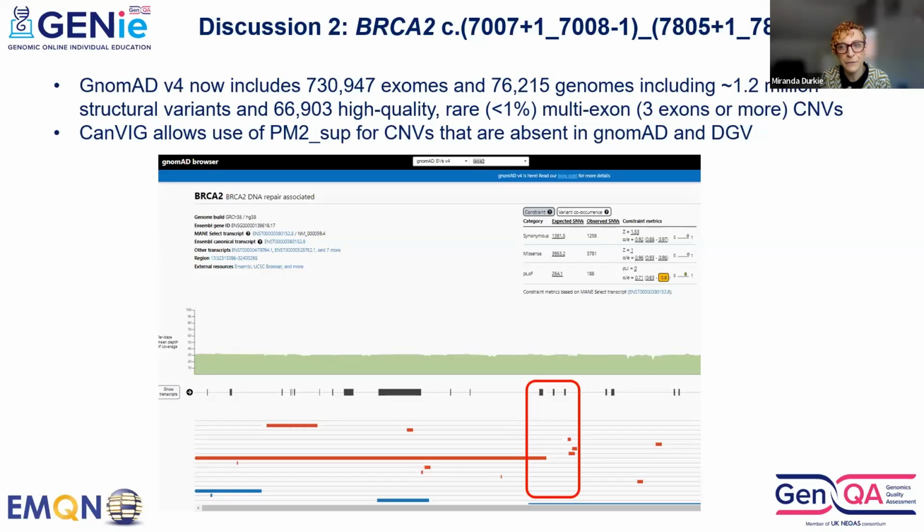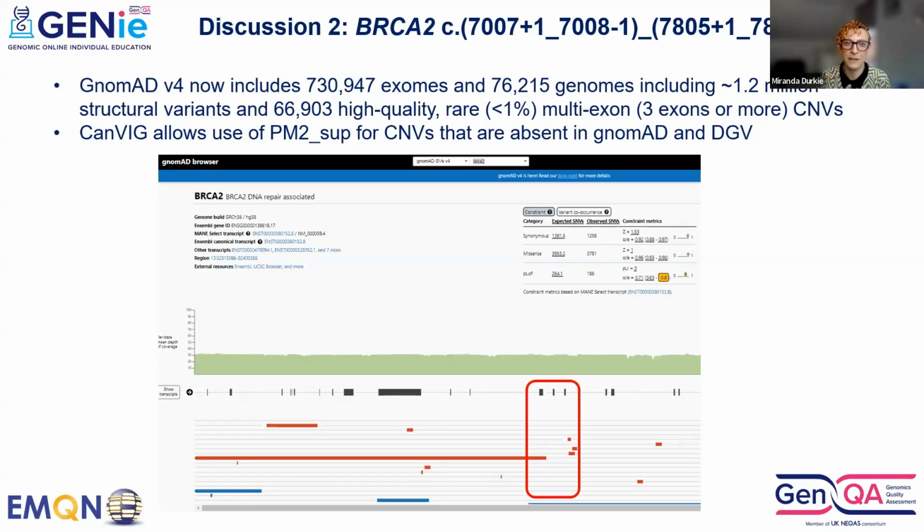And quite importantly, for variants such as this, it now has, under the SV or structural variant track, more than 1.2 million high quality structural variants. Another thing that's new in this release is they now have a special data set for CNVs. And these are only for rare, high-quality CNVs that include 3 or more exons, and there's nearly 67,000 of those. So again, another really useful resource for you to look at population data for this.